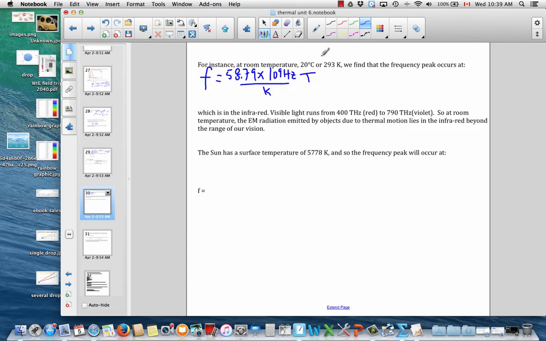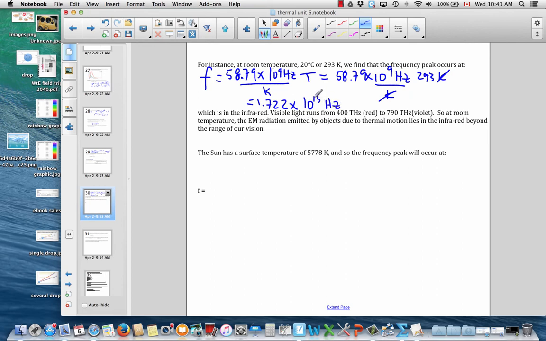Okay, so for a room temperature object, what is it emitting? 293 Kelvin is the temperature. So Wien's law says 58.79 gigahertz, 10 to the 9 hertz per Kelvin, times the temperature. So we substitute in the room temperature of 293 Kelvin. The Kelvin cancels, so you end up with 1.722 times 10 to the power 13 hertz.